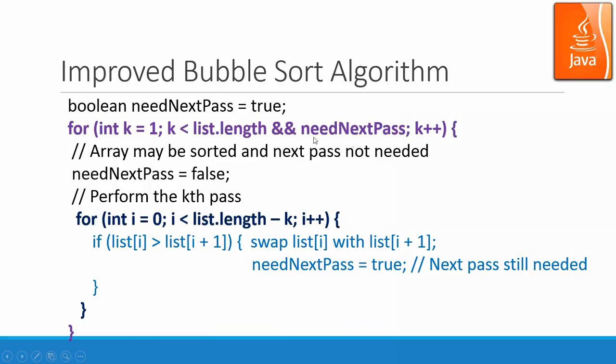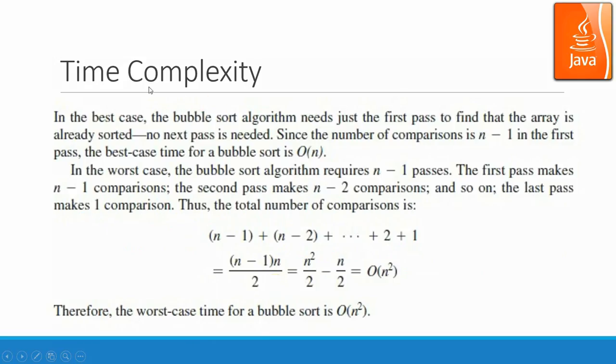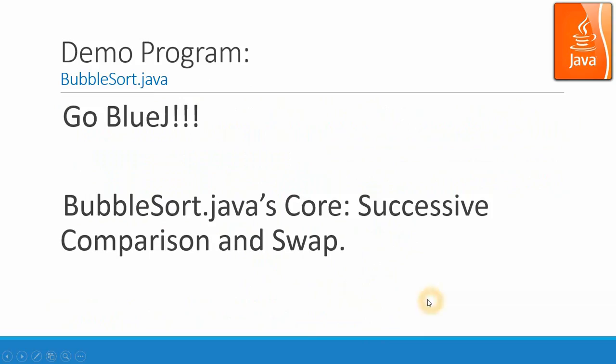So in that case, needNextPass keeps the preset false value, the loop ends, and the array is already sorted, so we get out of the loop. That improves some time. For the time complexity, for the basic version, we have a formula like this. It's the order of n squared. This is the time complexity for BubbleSort. Again, this is a quadratic algorithm, so the time complexity is big, and when the numbers get big, it is not very efficient.